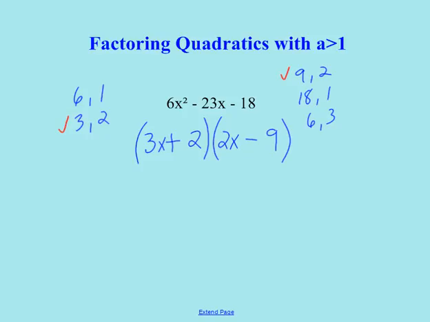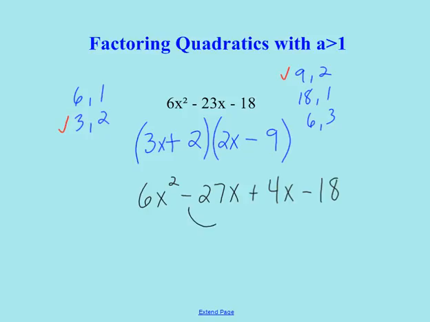First terms, 3x times 2x, will give us 6x squared. Outside terms, 3x times negative 9 would give us negative 27x. Inside terms, positive 2 times positive 2x would give us positive 4x. Last terms, positive 2 times negative 9 would give us negative 18.